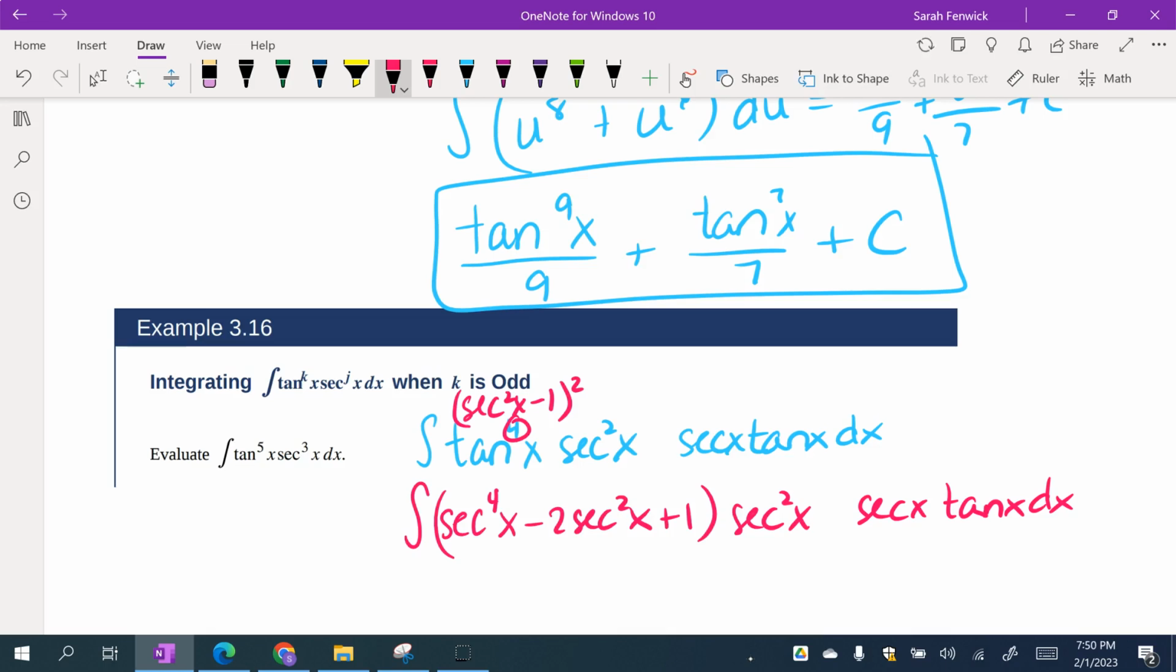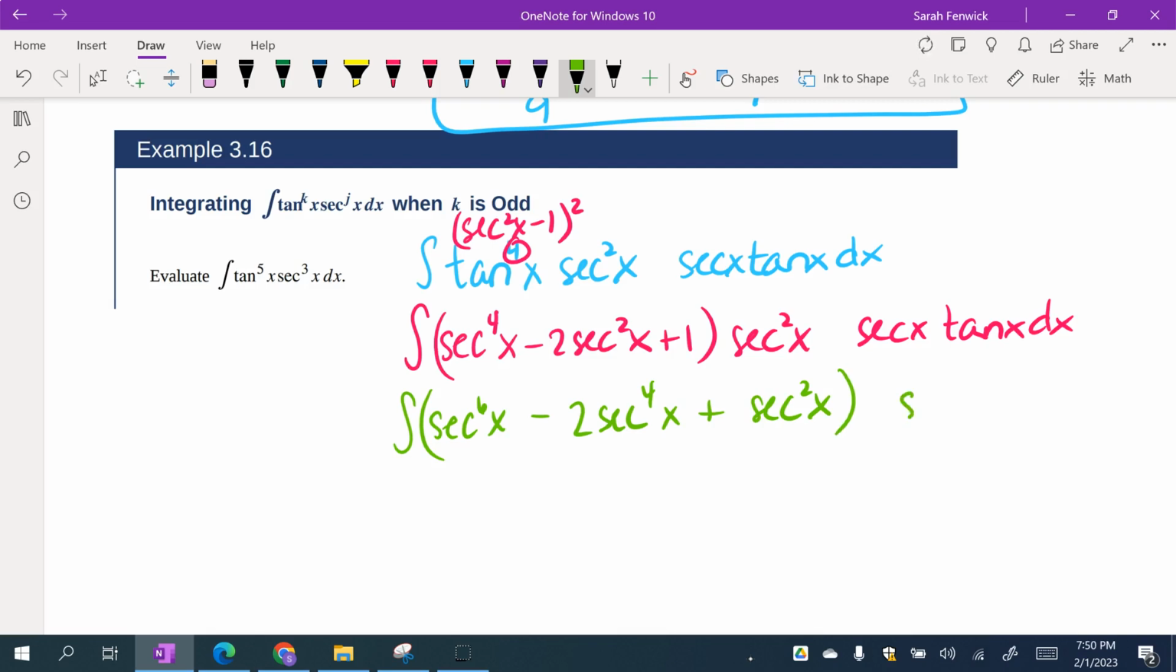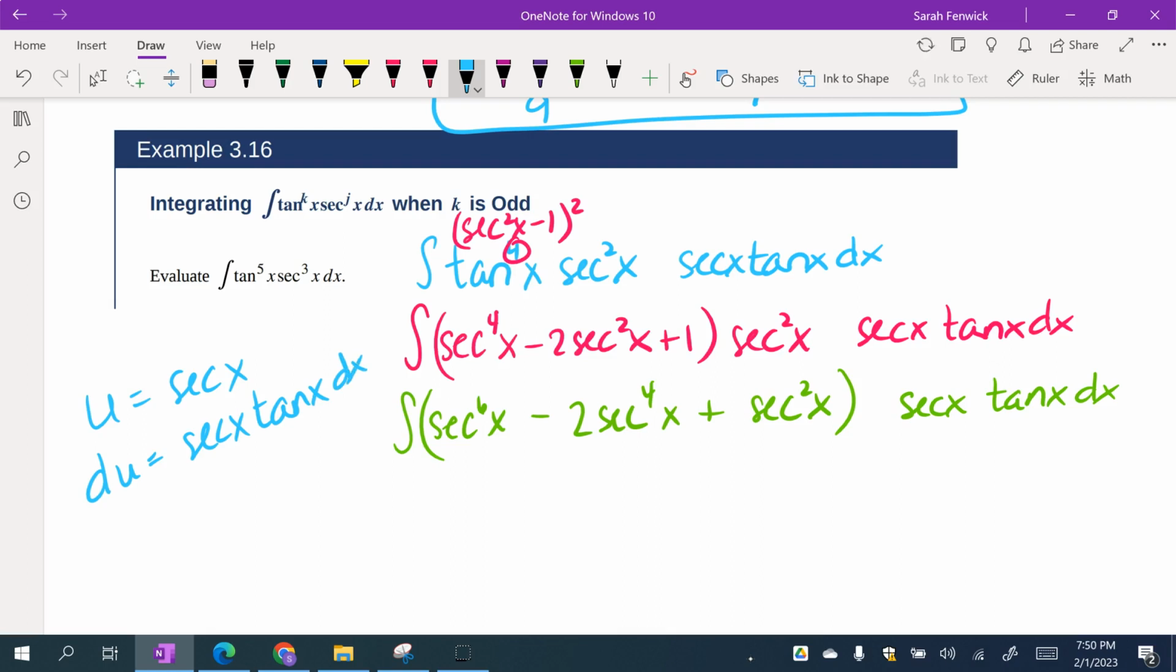Okay, one more time. We are going to distribute the secant squared, so secant to the 6th x minus 2 secant to the fourth x plus secant squared x, times secant x tan x dx. If u is secant x, then du is secant x tan x dx.